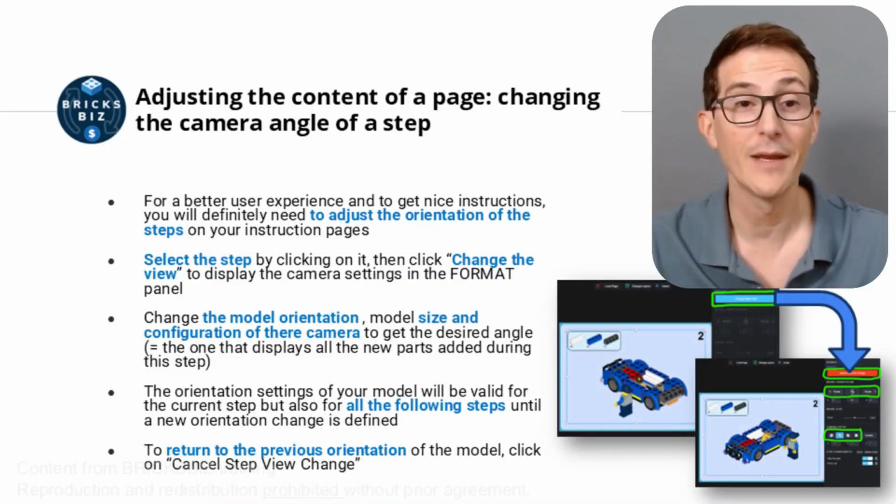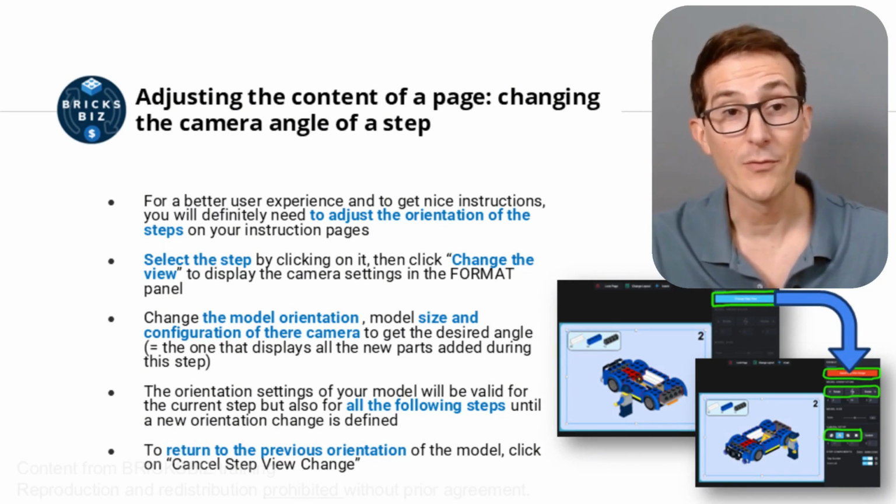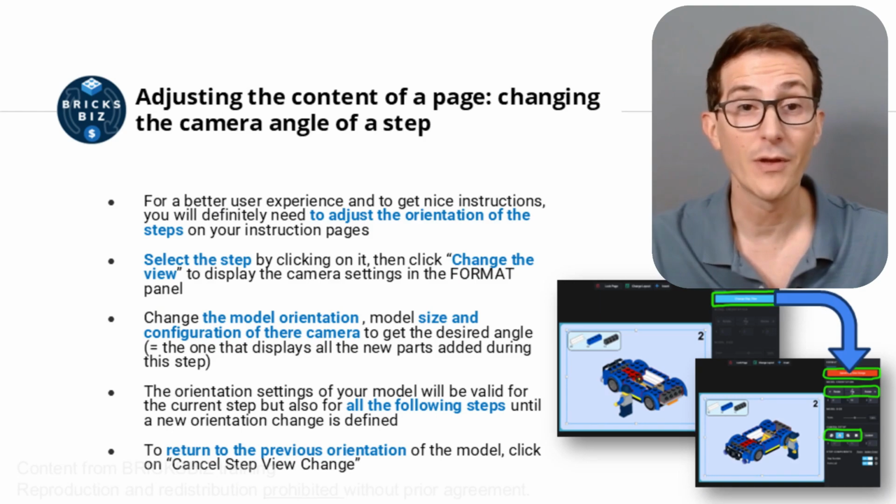One of the features you'll use most in the page design interface is the ability to change the camera angle for a given step. Indeed, for a better end-user experience and to obtain beautiful building instructions, you'll certainly need to adapt the orientation of the steps for each page so that your future builders can visualize precisely where to place the bricks on their Lego model.